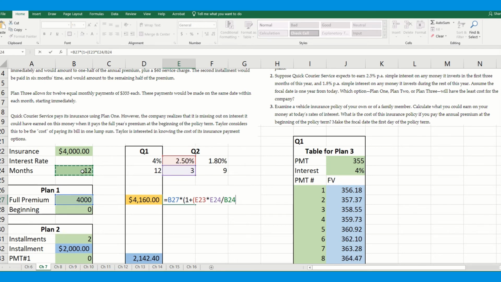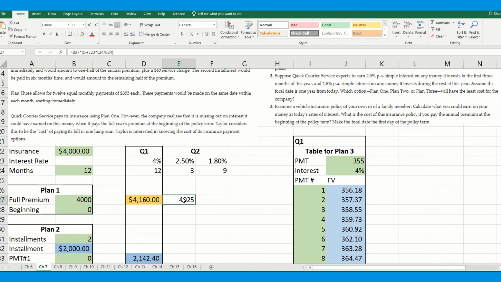Okay, so we've got that, and we will close both brackets so that we've said that B12 is our P, B27 is our B, times 1 plus our interest rate, which is 2.5%, times time, which is 3 out of 12 months. So I'll push enter. And what happens is our 4,000 grew to 4,025 by month 3.